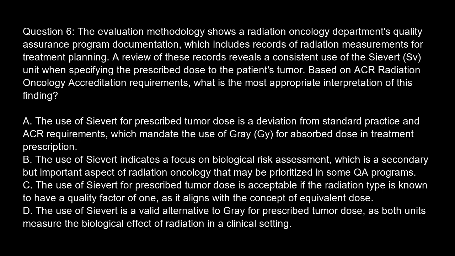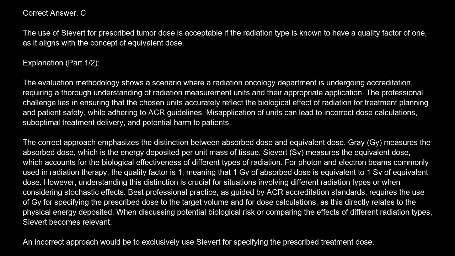Option C. The use of Sievert for prescribed tumor dose is acceptable if the radiation type is known to have a quality factor of 1, as it aligns with the concept of equivalent dose. Option D. The use of Sievert is a valid alternative to Gray for prescribed tumor dose, as both units measure the biological effect of radiation in a clinical setting. The correct answer is C. The use of Sievert for prescribed tumor dose is acceptable if the radiation type is known to have a quality factor of 1, as it aligns with the concept of equivalent dose.